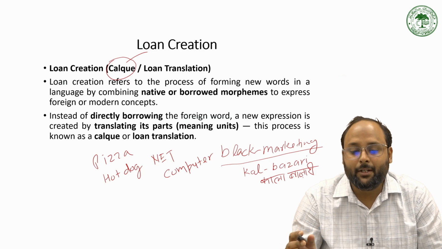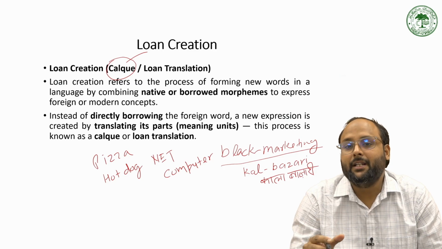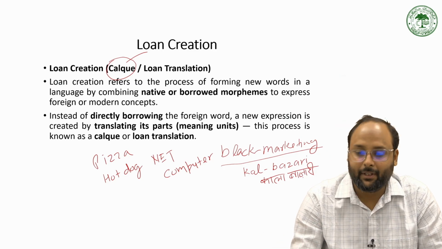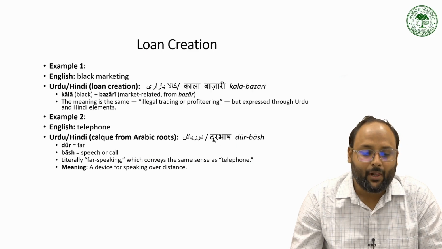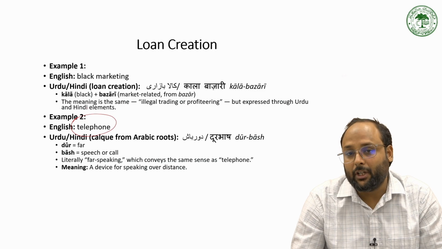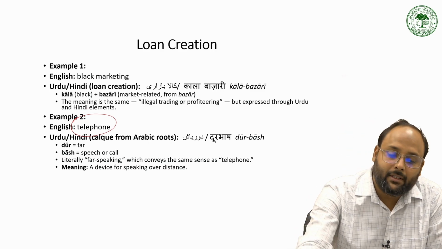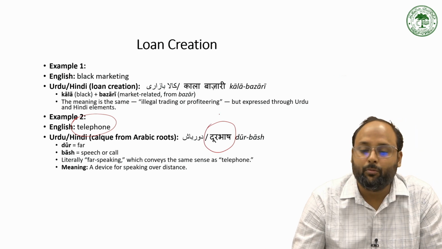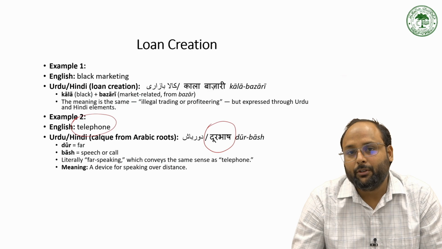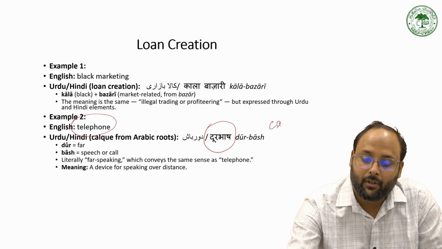But in loan creation, we are not using the word in that form; we translate those words into our language, Urdu Hindi. The first example is Kala Bazari, and the second example is telephone. Telephone is also used as telephone in Urdu Hindi, but the loan translation for this word is Durbhas. So that is the term used in our language. That is called loan translation or kalk. That is an example of kalk.